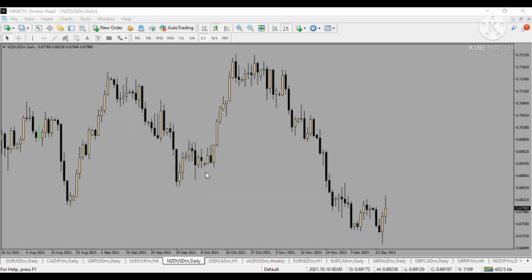So today I'm going to be showing you how you can analyze a trade, and we are making a sample of NZDUSD. This is also one of my favorite pairs, okay? NZDUSD, and this is the daily chart.